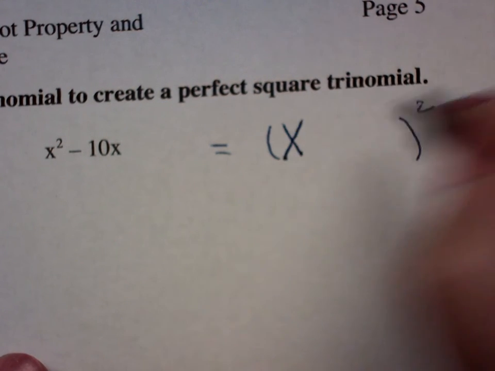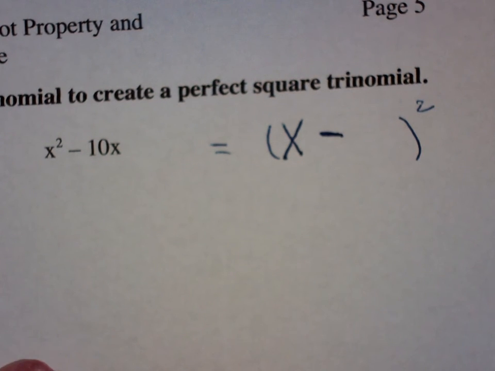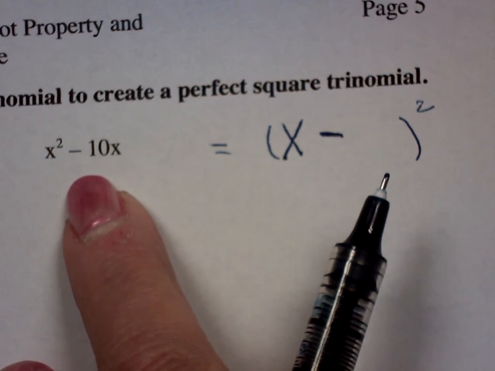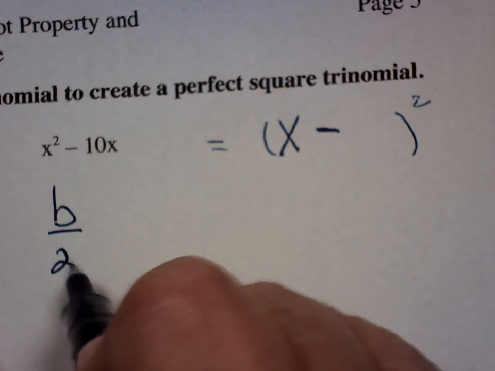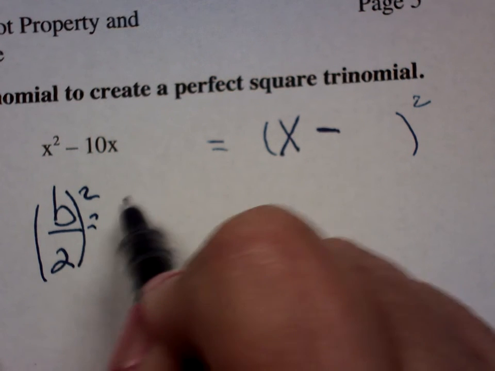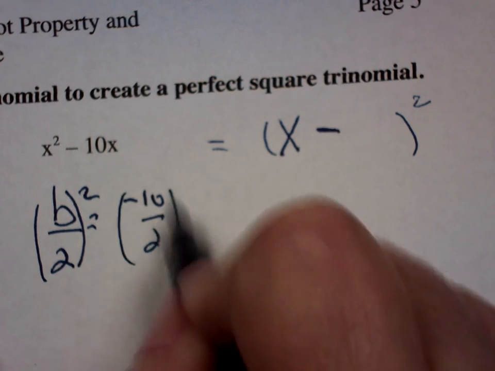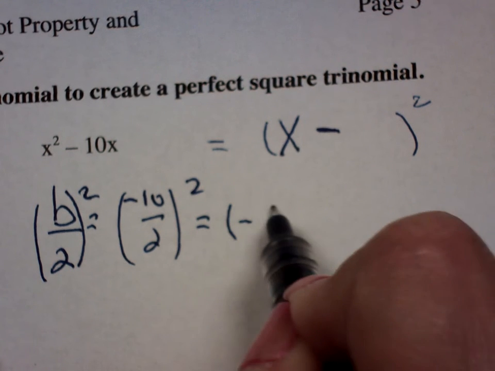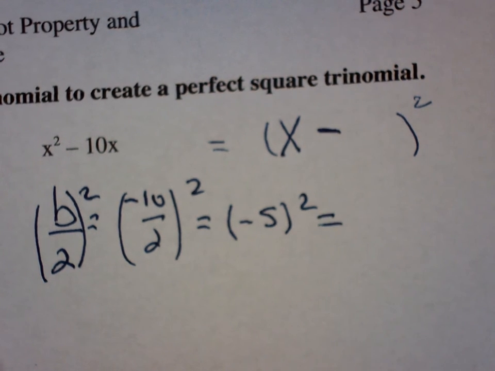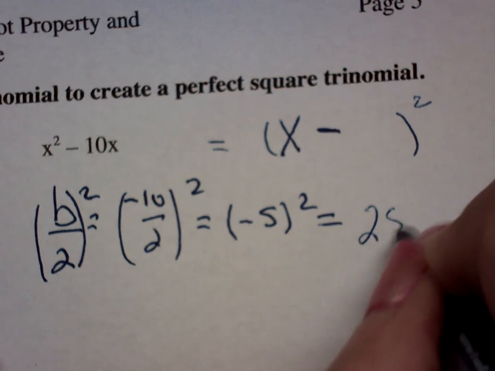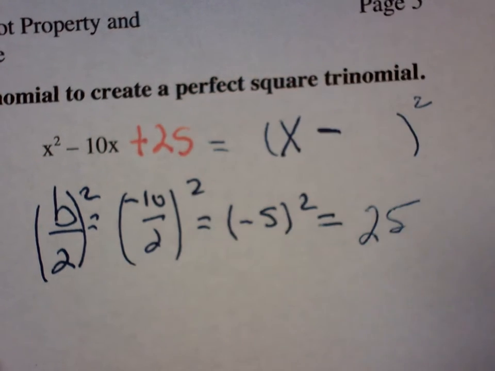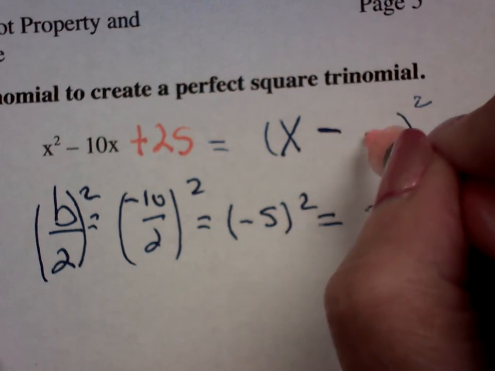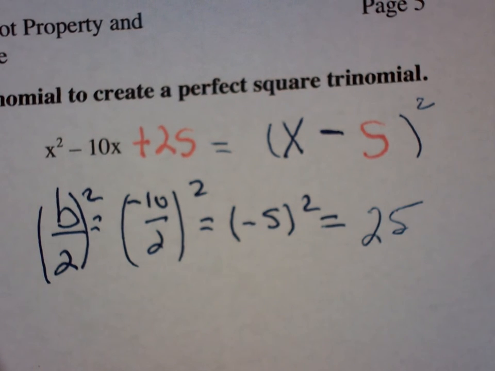Square root of x squared is x, center sign is minus, because this center is minus. The inner outers are going to be both minus. So that says I'm going to take b divided by 2, square it. It's minus 10 divided by 2 squared, which is minus 5 squared. Minus 5 squared is 25. So that says I add 25, and what goes here is the square root of 25, or 5, because it's x minus 5 times x minus 5.